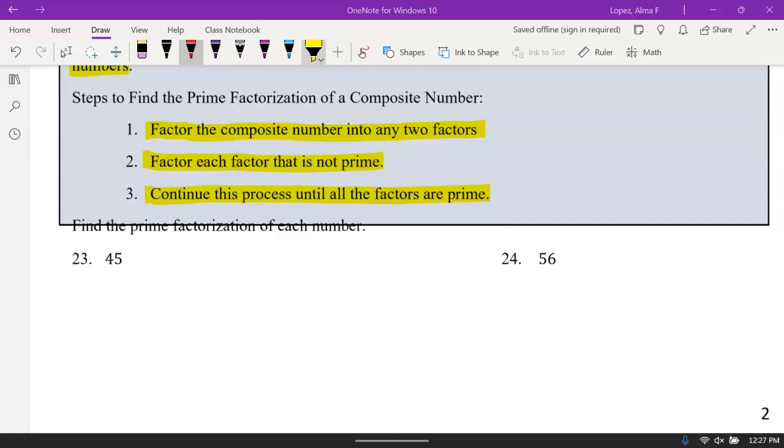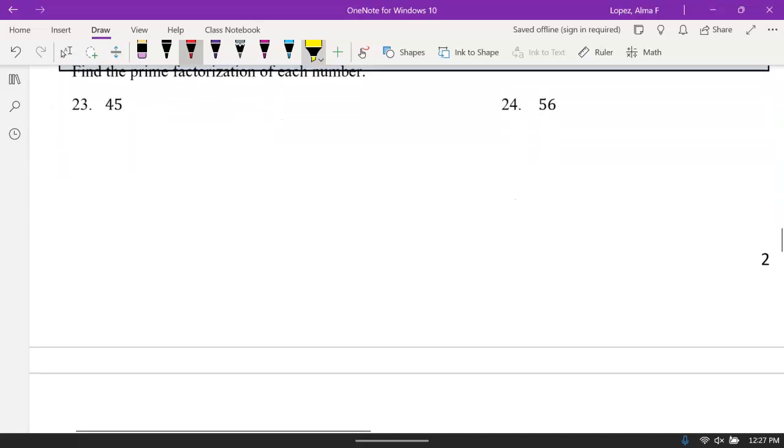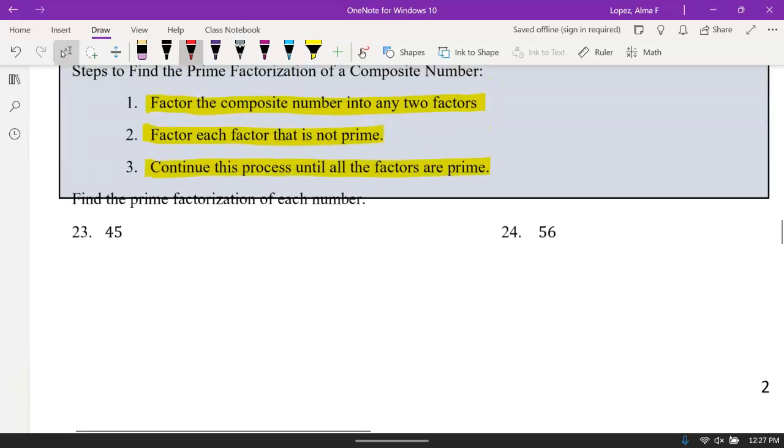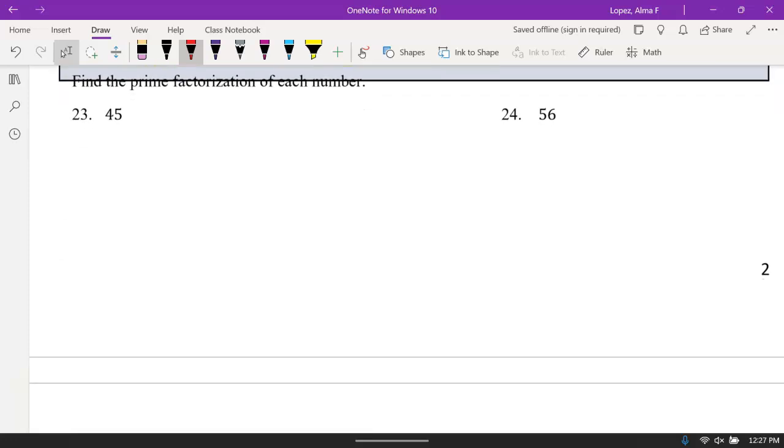So let's continue. On number 23, we are going to find the prime factorization of the number. The first step is to find any two numbers that divide into it. Okay, well, there's several, and you pick the one you find. So if you see 3 and 15, or you see 9 and 5, whichever ones you find are right. I'm going to use 9 and 5 because I have a feeling most of us will do that. 5 times 9 or 9 times 5 doesn't matter.